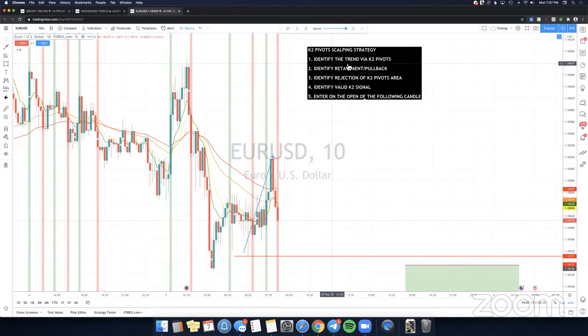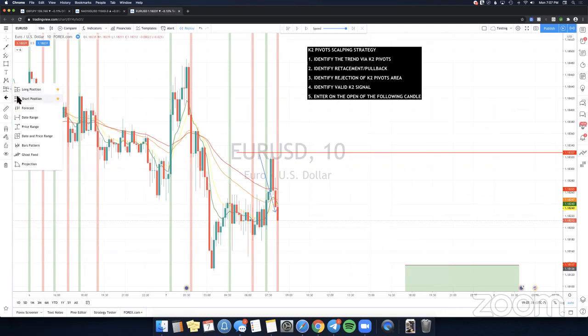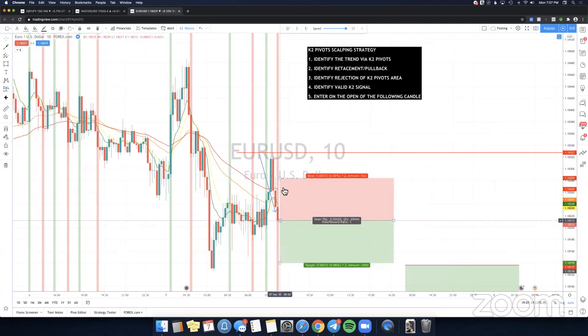So requirement 1, price is turning down. Requirement 2, retracement. Requirement 3, rejection off this top point right here. Same situation, rejection right there. So as it rejected, it came back down. And then we identified a valid K2 signal right here, obviously. So we can enter another short position right here.